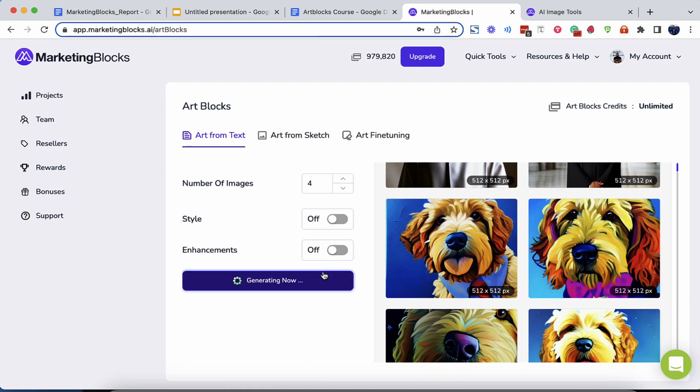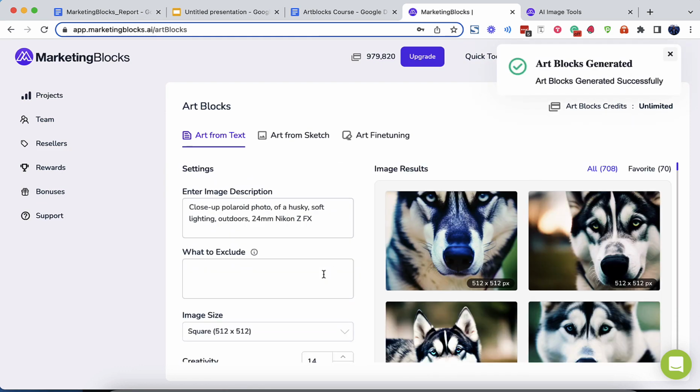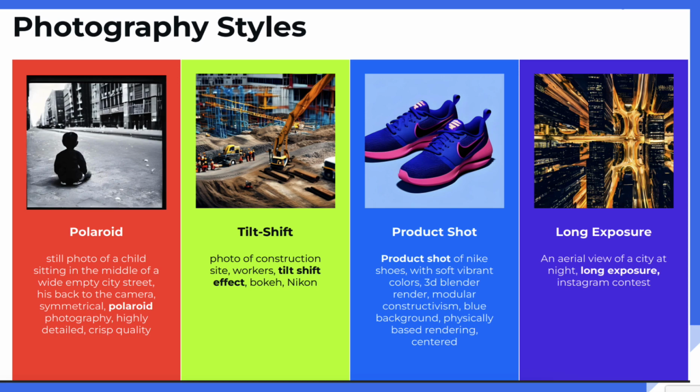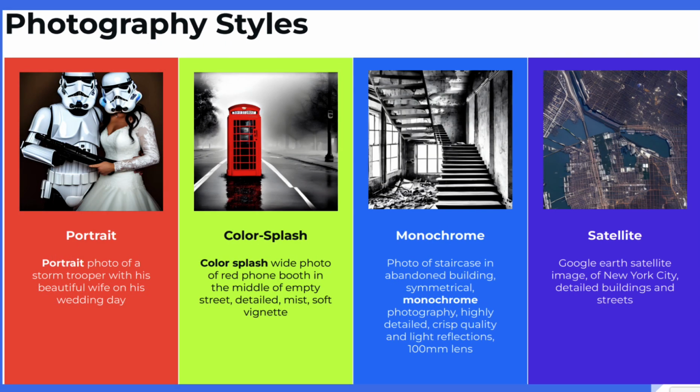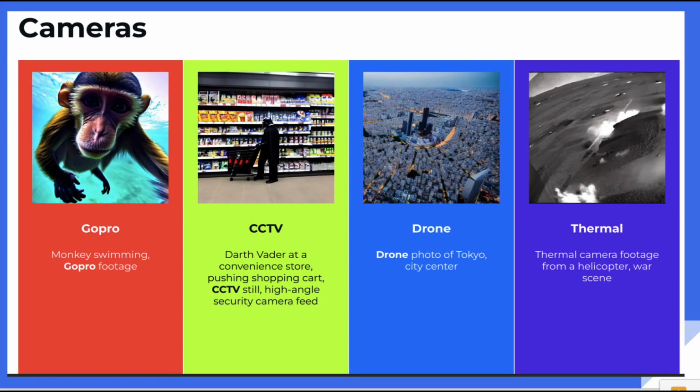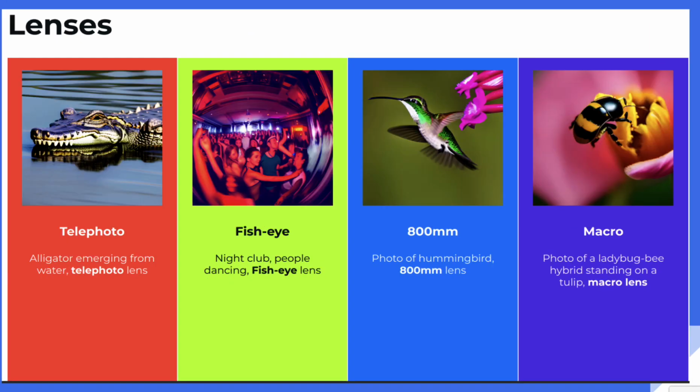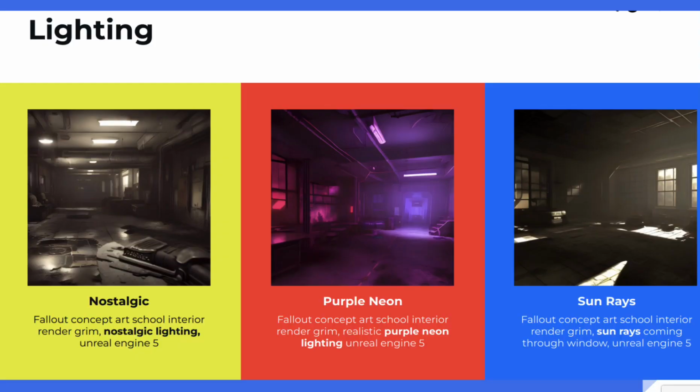Here are examples of art prompts with photography modifiers. When you get the replay, you can pause the video here to take a closer look at the prompt and the image results. These are based on photography styles. These are based on photography cameras. These are based on photography lenses. These are based on photography lighting.